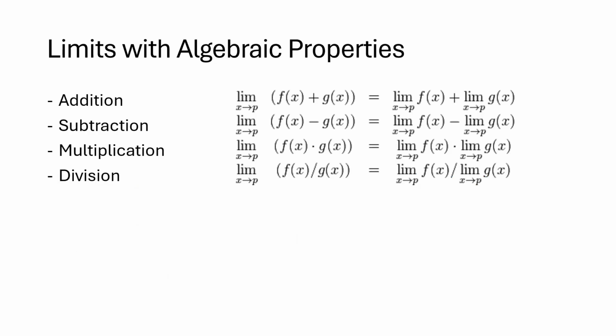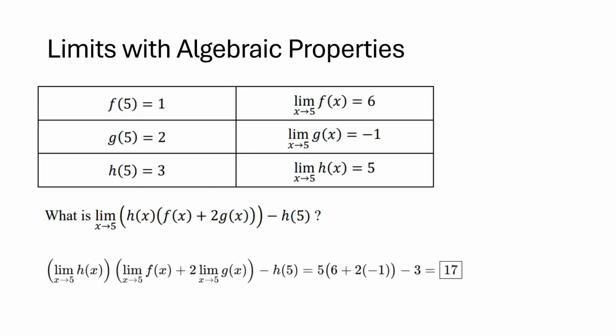With limits, you can use basic algebraic properties such as addition, subtraction, multiplication, and division. These are all the ways on how it works when using limits. And then here is an example problem where you're given a table and you need to use algebraic properties to solve the limit as x approaches 5 of that big question. And then at the bottom is the example of how to do it.